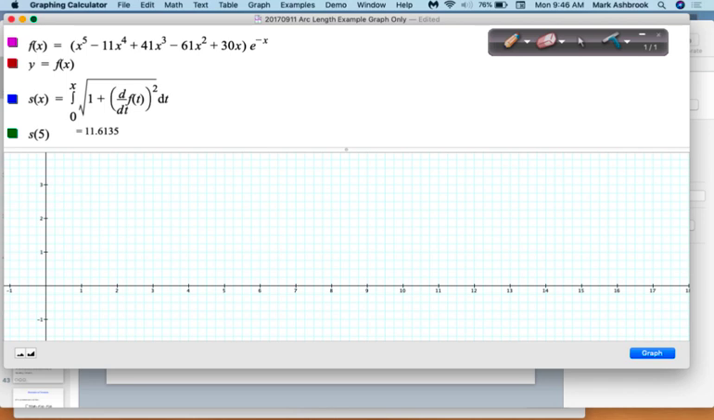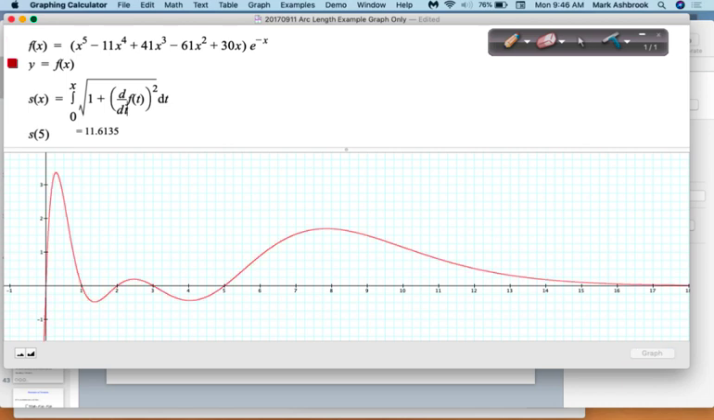So here's showing us that if I started at 0 and walked along the red curve to 5, it would be 11.6 units, 11.6 axis units.